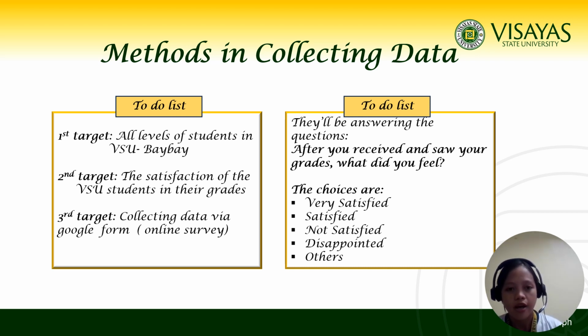First target, all levels of the students in VSU. Second target, the satisfaction of the VSU students in their grades. Third target, collecting data via Google Form online survey. To-do list. They'll be answering the question: after you receive and saw your grades, what did you feel? The choices are very satisfied, satisfied, not satisfied, disappointed, and others.